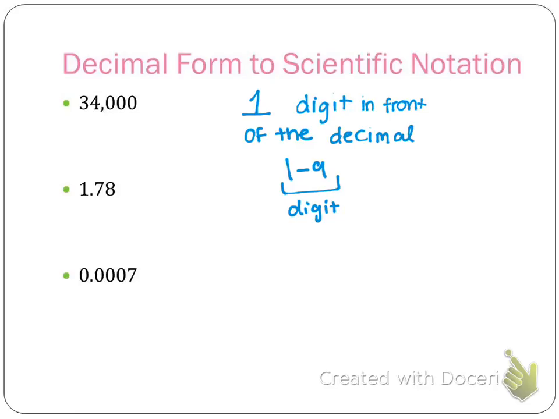So if I don't have it written like that, if I have like 23.8, that's not scientific notation because how many digits are in front of the decimal? 2, 2 and 3, 23, okay?